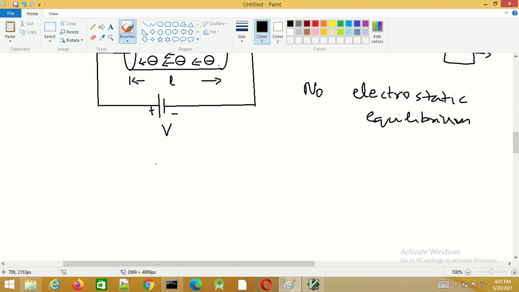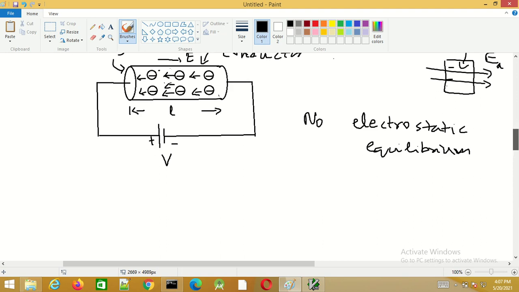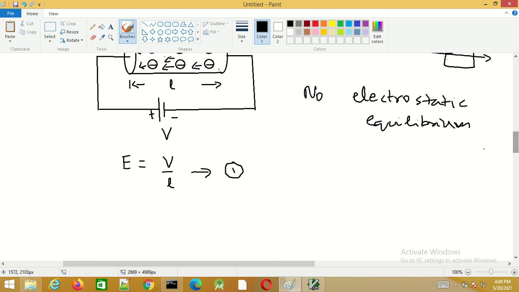So the applied electric field, because it's a uniform conductor, we can see that the electric field inside the conductor is E, and this electric field is given by the potential difference between the ends of the conductor divided by the length of the conductor. And let's say the current here is I. The current density is given by I by S, so inside the conductor the current density is I by S.